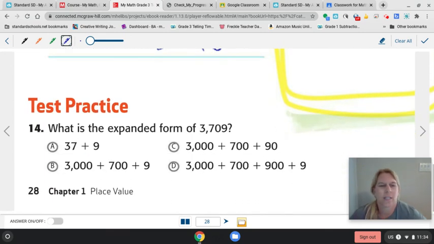And then test practice. What is the expanded form of 3,709? So right now, I want you to do this on your own. Pause the video, write it on your whiteboard. What is the correct answer for expanded form for 3,709?